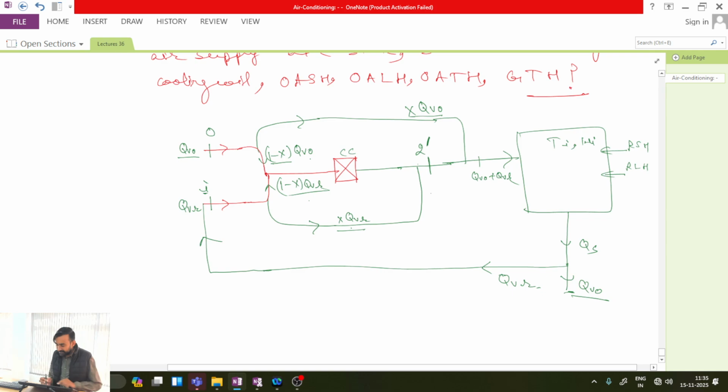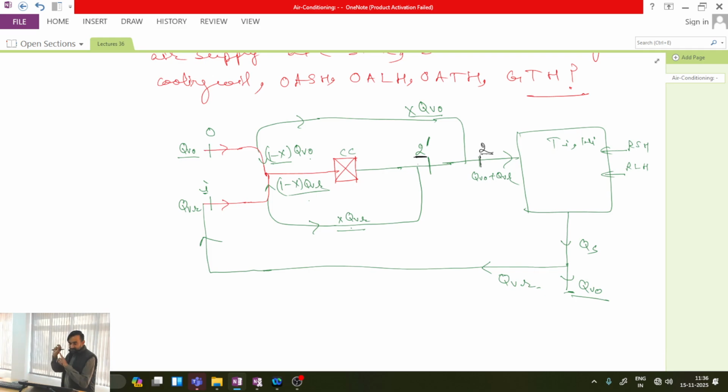When to this 2 dash state x QV naught is mixed, then it forms state 2, the actual supply air state. So there is a difference. One is the supply air state on the ESHF line. So supply air state on ESHF line is 2 dash and actual supply air state is 2. Is this point clear? Are all clear with this point or not?